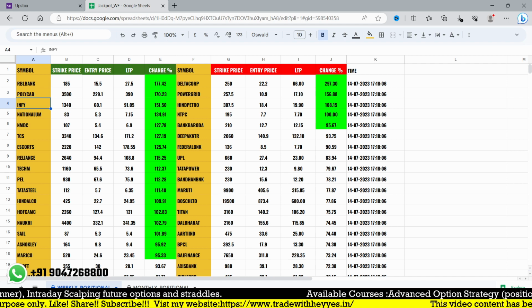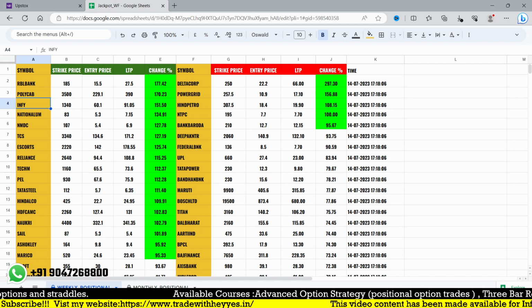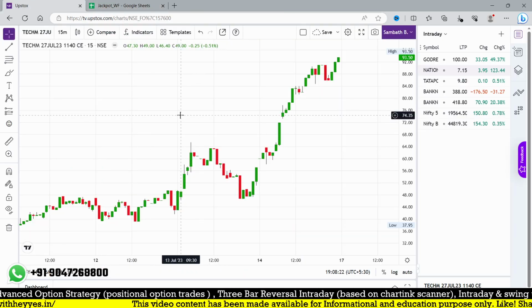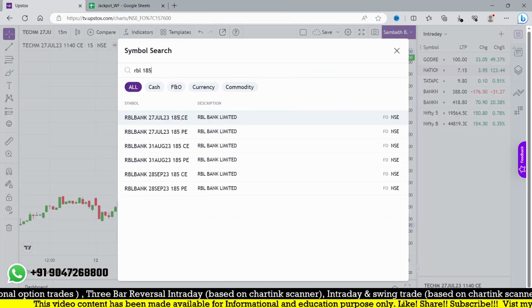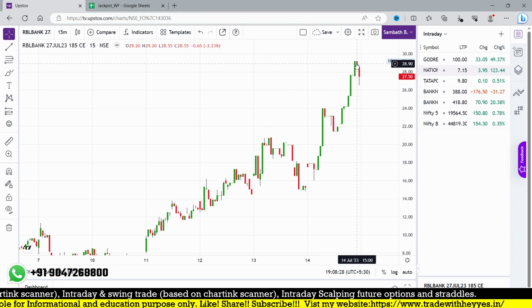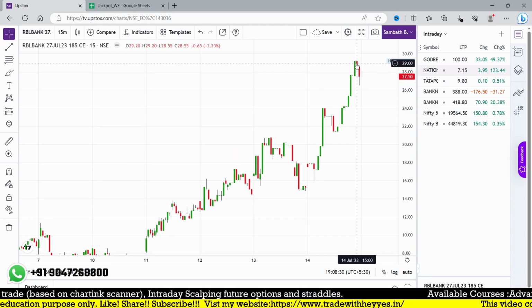These are all the stocks, like RBL. Today it made a big move, and we are holding the 185 call option, RBL Bank 185. That should be the trade I think you have taken. Today it gave you a big performance, from 17 to 29. That is one more trade which triggered.